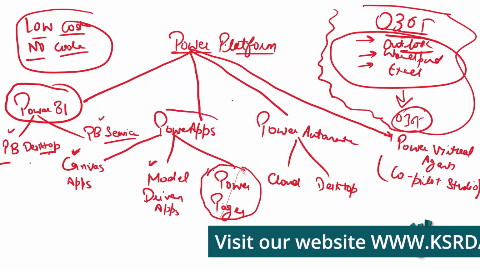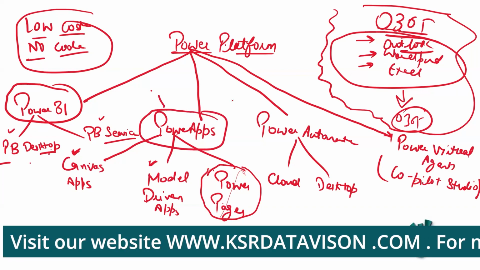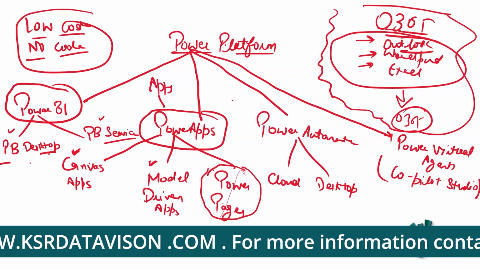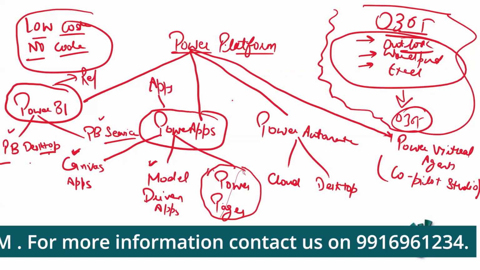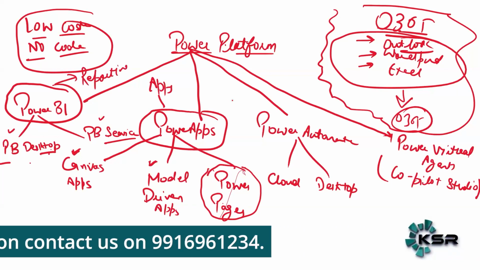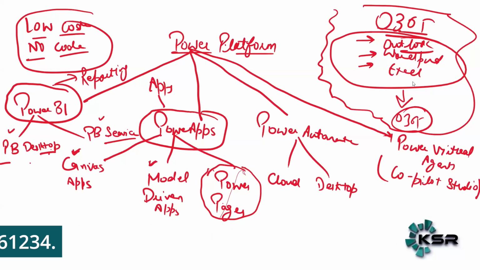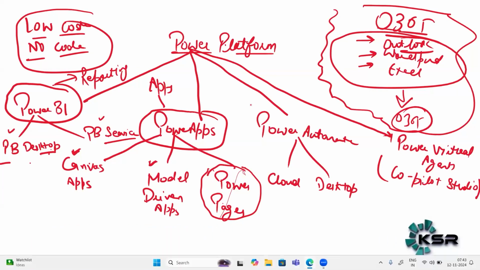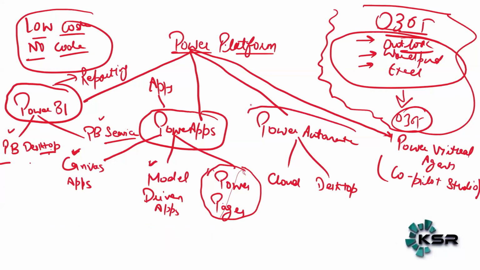So now you know Power Apps is for creating apps. This is for reporting. Then next is Power Automate, right? Power Automate, as the name suggests, is for doing automations.